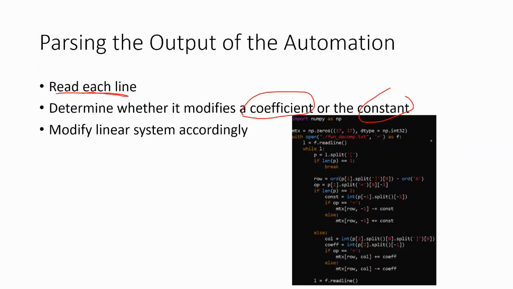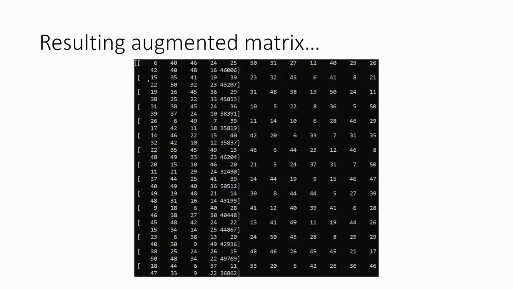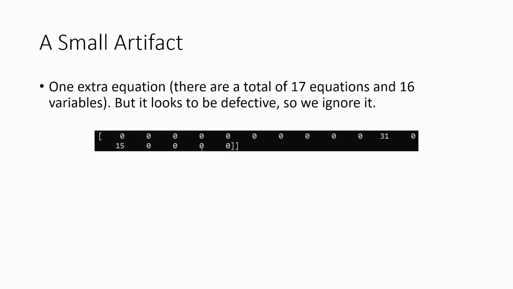This is the code that generates that matrix. And if we print the matrix out, this is what we get. Shown here is a 16 by 17 matrix, 17 because we have 16 variables and then one non-homogeneous term. But actually, I lied. We have one extra equation at the bottom that I didn't put in here. There are a total of 17 equations, but if you look at this equation, it's kind of defective, right? There's a 31 and a 15, and the output is 0. So this is probably not checked, and we can verify this by going back into the binary. We can see that this value here is not really checked.